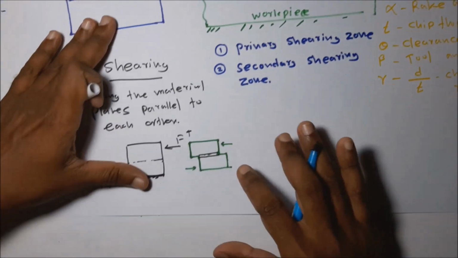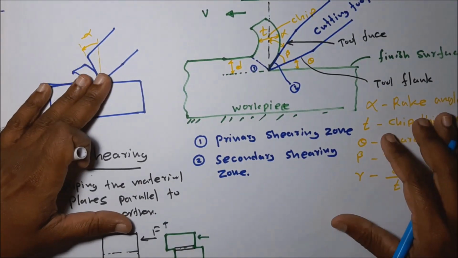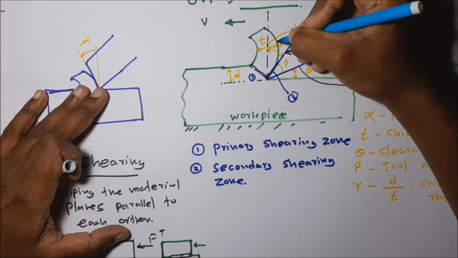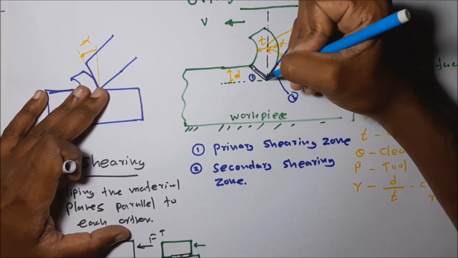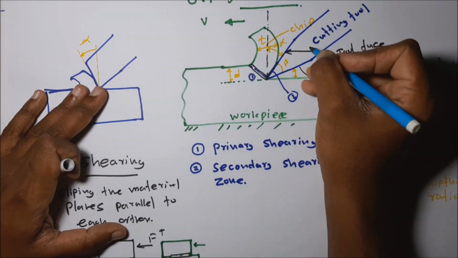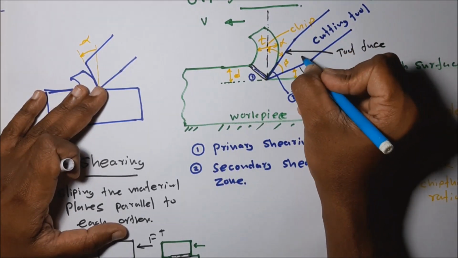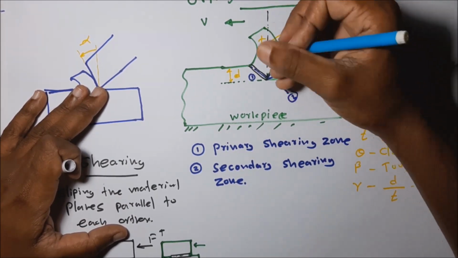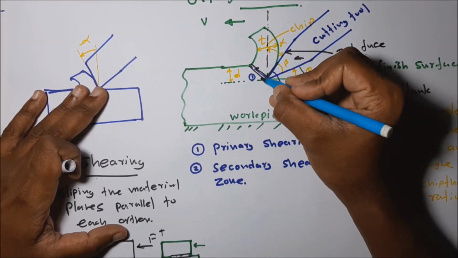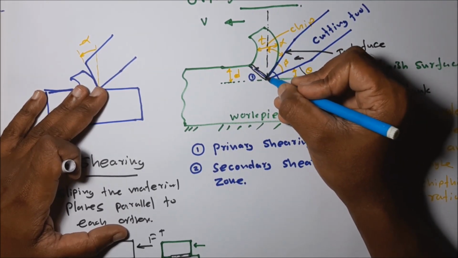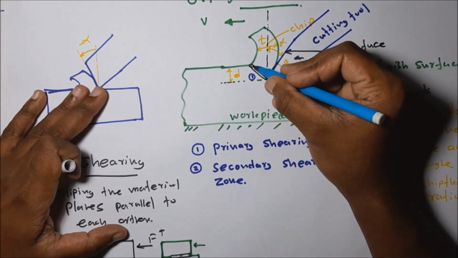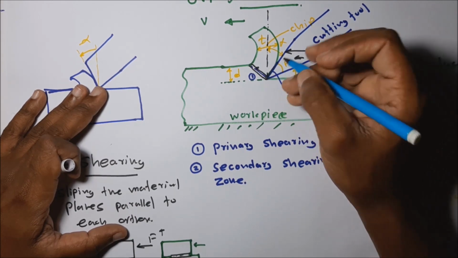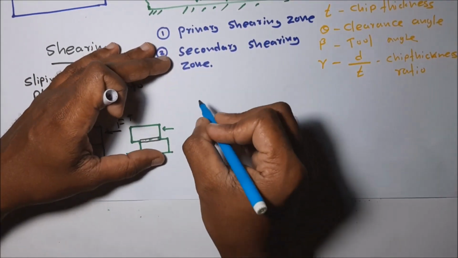Here also, the same as in this example, we can separate the two planes. This is the plane belonging to the chip, and this is the plane belonging to the workpiece. Due to the force applied by the cutting tool, this chip tends to move, to slide on this plane, called shearing. So I will enlarge and draw that one.